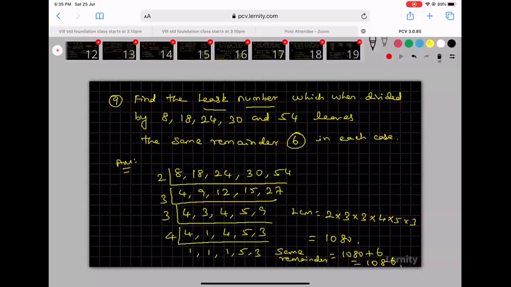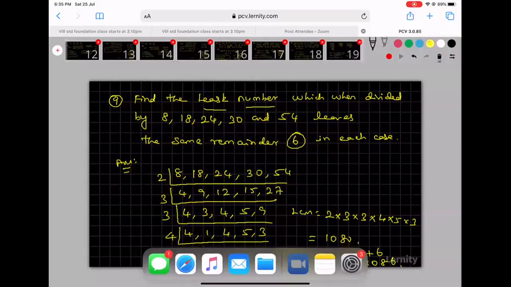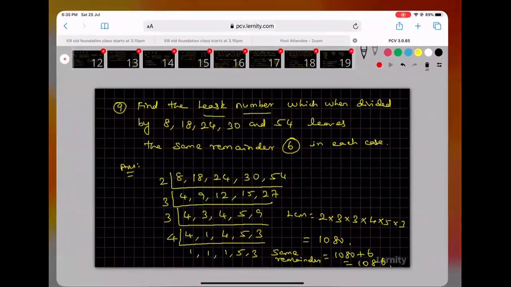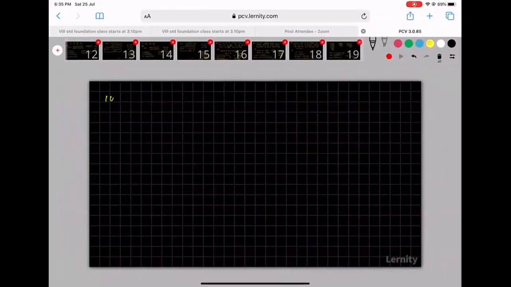Okay. Shall I move to next problem, sir? One more problem we can do. Okay. Now you see, this is our next problem. Problem number 10. Totally we have 12 problems. This is our 10th problem.